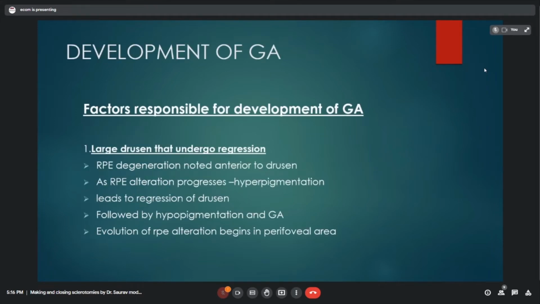Development of geographic atrophy, the factors responsible for the development. The most important factor is large drusen which have undergone regression. Usually RPE degeneration is noted anterior to the drusen, and when this alteration progresses, it leads to hyperpigmentation, ultimately leading to regression of the drusen, followed by hypopigmentation and eventually geographic atrophy. Usually this RPE alteration begins in the perifoveal area, but sooner or later it will involve the foveal center.